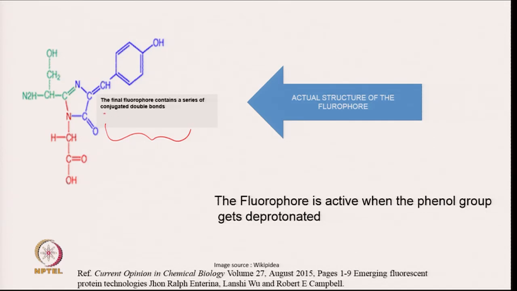It has a series of conjugated double bonds, and you can see that this is conjugated to this double bond and this is conjugated to this double bond. So there is a series of conjugation, and that's why it fluoresces. The fluorophore is active when the phenol group gets deprotonated. If it gets deprotonated, then there is conjugation and it becomes active.